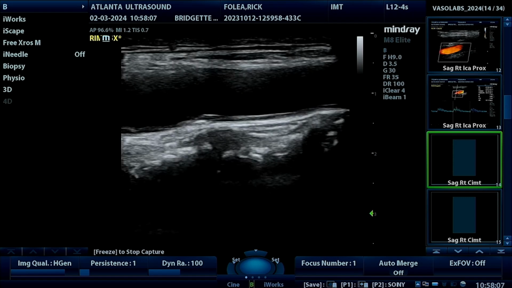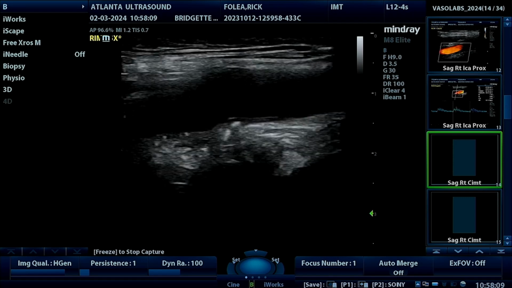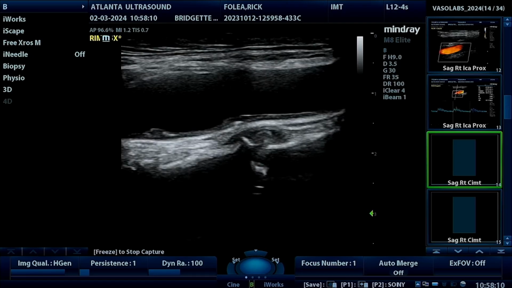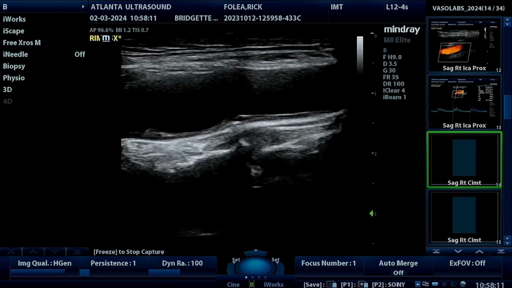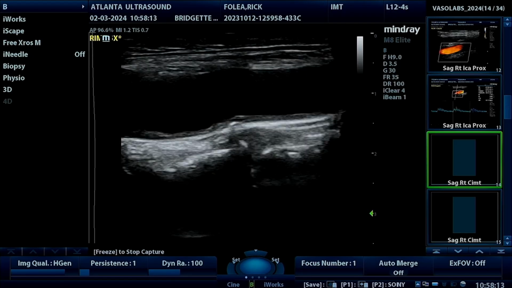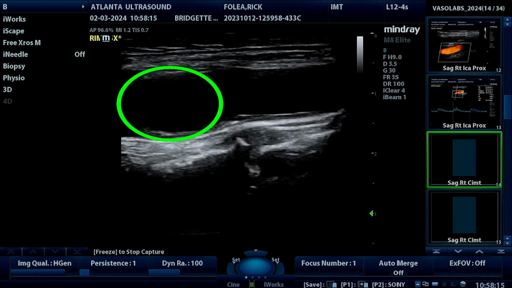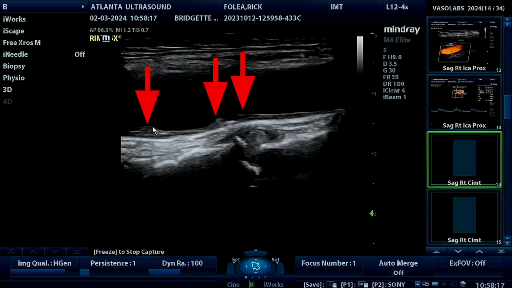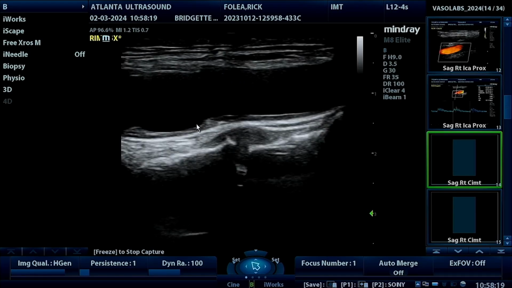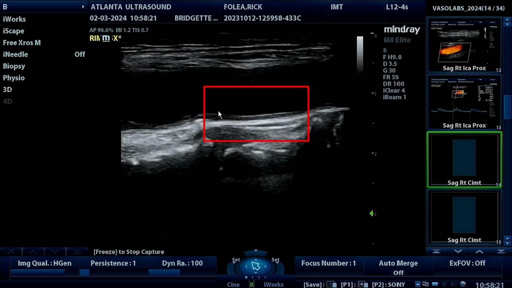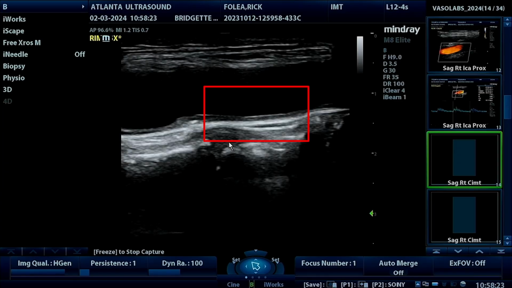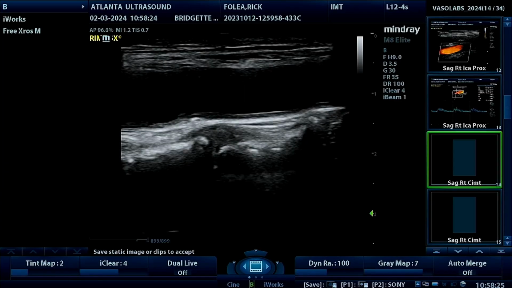Everything we've done up to now was just exploratory and not part of the CIMT. As you're about to see, the CIMT is pretty quick. This is a textbook view of the bulb where we see the calcified plaque and the areas with the widening distance between the intima and media layers of the artery. This is the area we want to measure for the CIMT. Let's freeze that image.